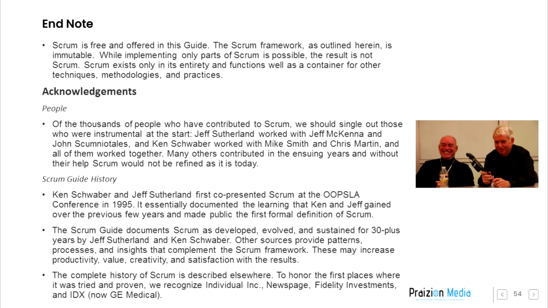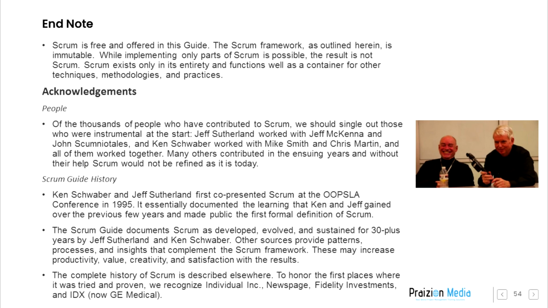Acknowledgements. People. Of the thousands of people who have contributed to Scrum, we should single out those who were instrumental at the start. Jeff Sutherland worked with Jeff McKenna and John Scumniotales, and Ken Schwaber worked with Mike Smith and Chris Martin, and all of them worked together. Many others contributed in the ensuing years, and without their help, Scrum would not be refined as it is today.